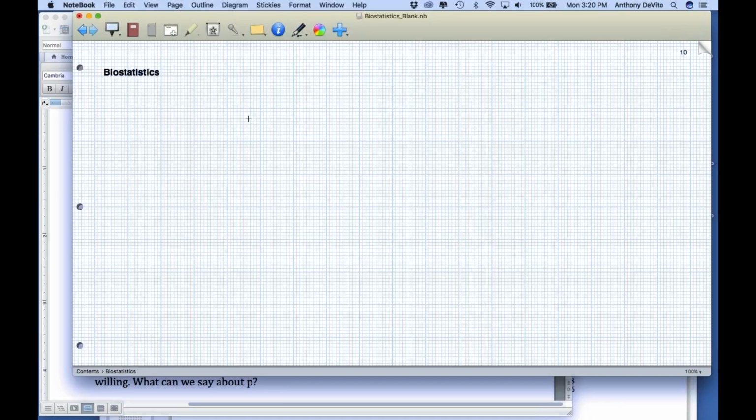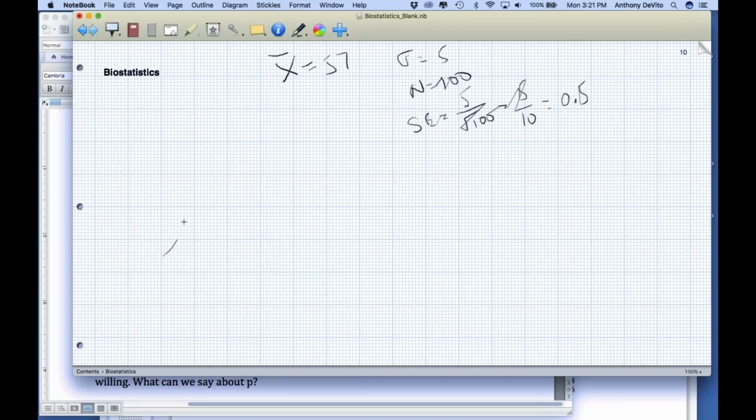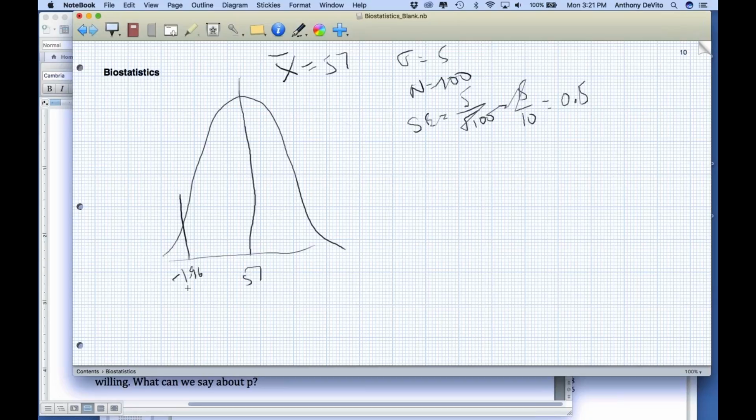Okay, so let me do this right now. Let's assume for a moment that I got this right, that X bar is 57. Sigma was equal to 5. My sample size was equal to 100. And my standard error is equal to 5 divided by the square root of 100, which is 5 divided by 10, which is 0.5. Okay, so now if I take this distribution, I say to myself, well, for the moment, let's say I got 57. Where would I expect this range of samples to fall? Well, I would expect it to be 1.96 standard deviations below that and 1.96 standard deviations above that. Well, let's calculate that range.